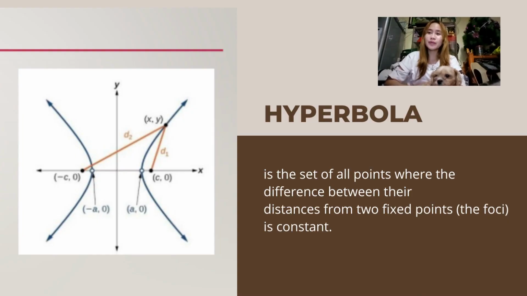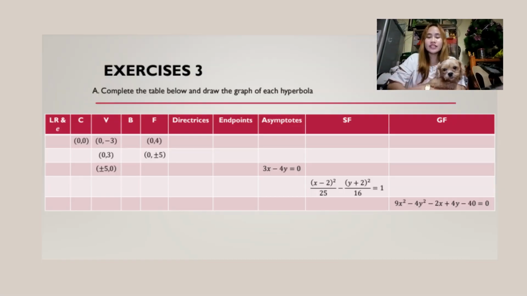What is a hyperbola? A hyperbola is the set of all points where the difference between their distances from the fixed points, or the foci, is constant. Let's answer Exercise 3A. The instruction is to complete the table below and draw the graph of each hyperbola.